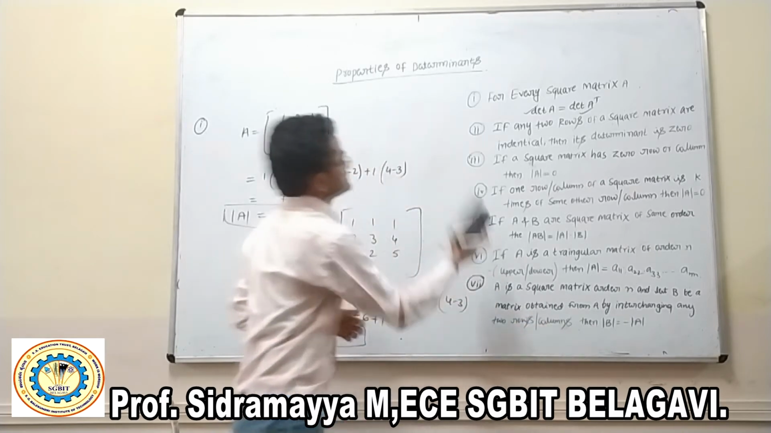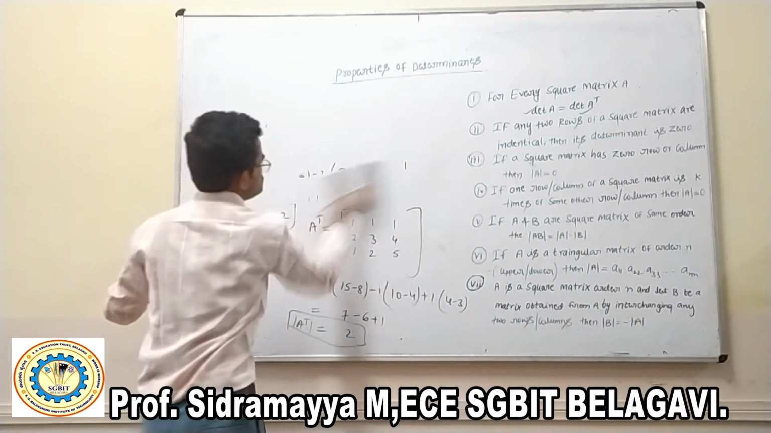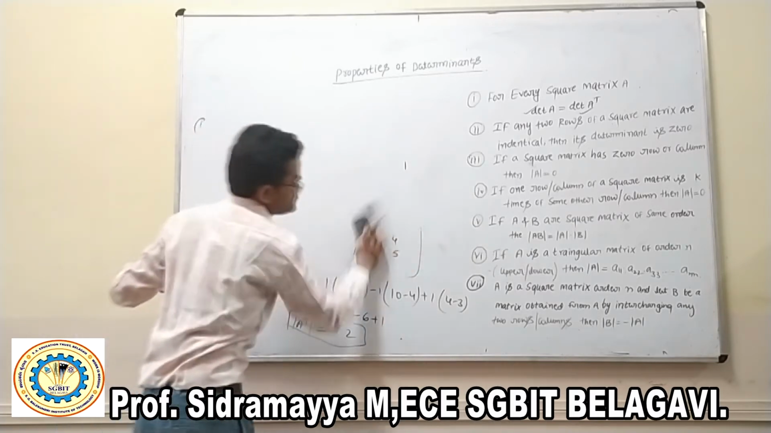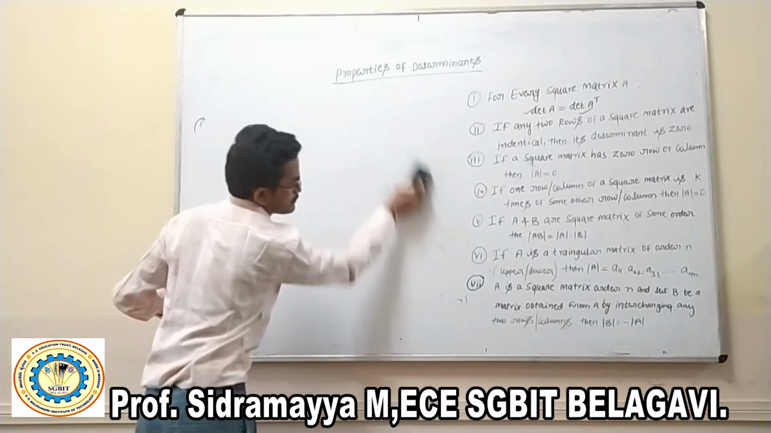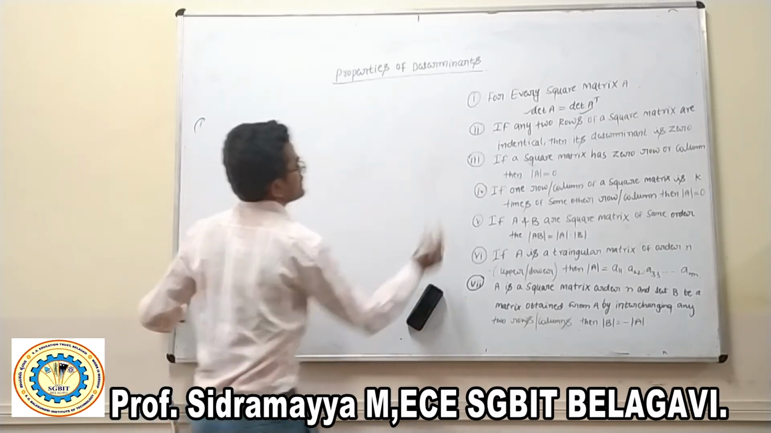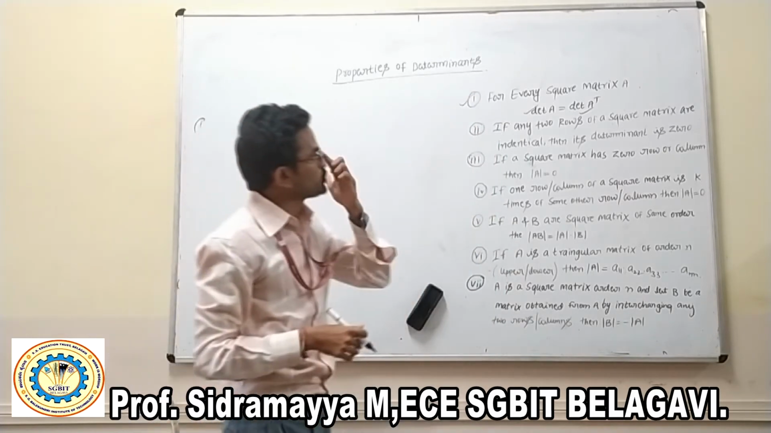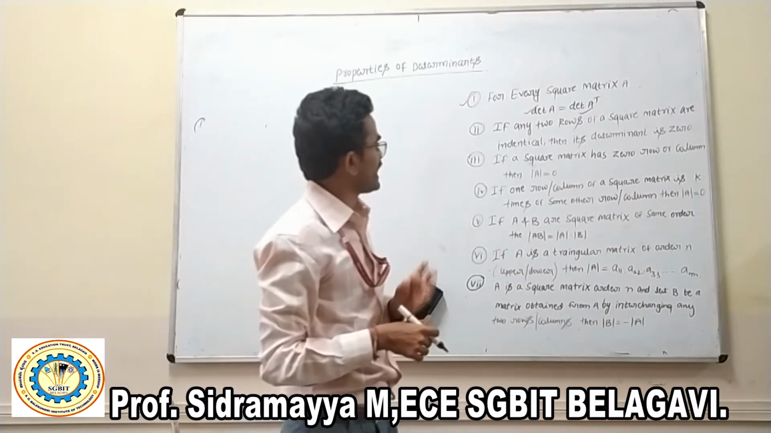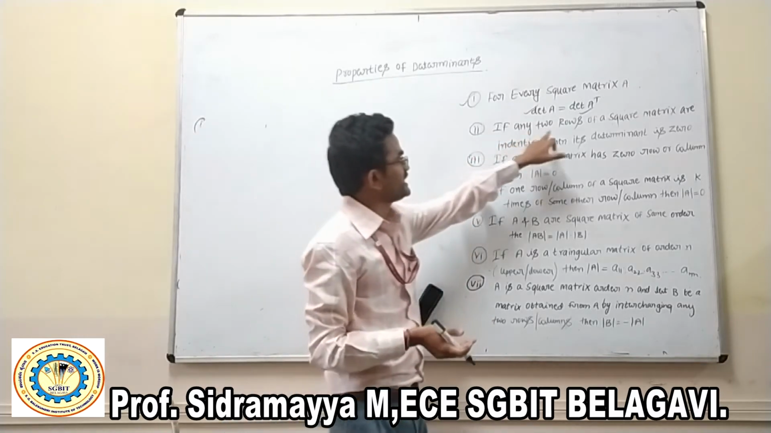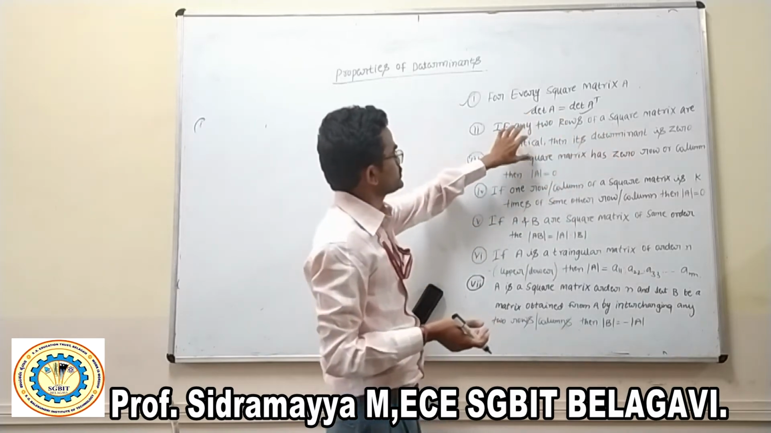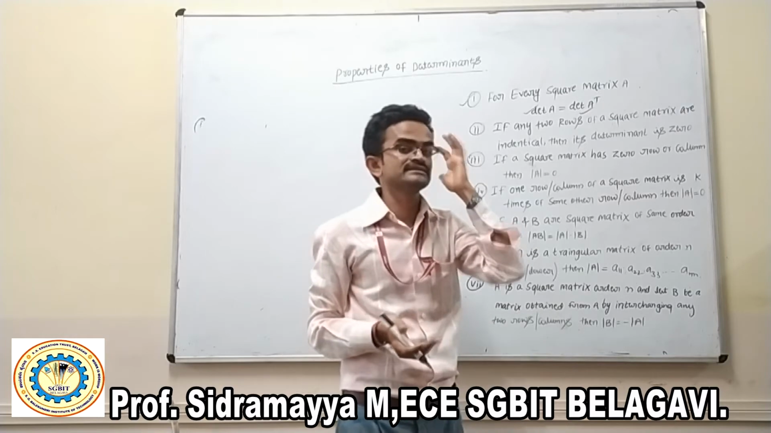Next, I consider the second one. Now the first one is okay, fine. Consider the second one. If any two rows of a square matrix are identical, then its determinant is equal to 0. I write it once again: if any two rows or columns of a square matrix are identical, then its determinant A is equal to 0.